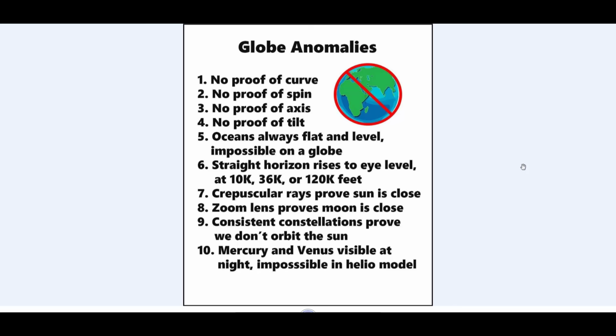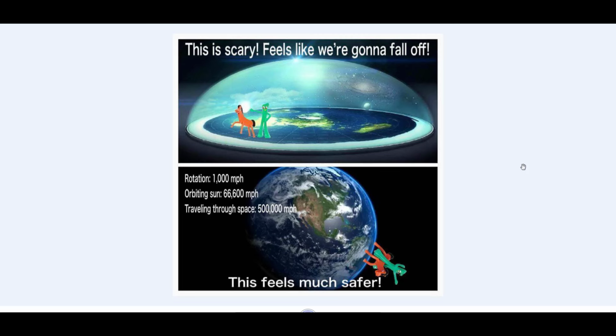Straight horizon rises to eye level at 10K, 36K, or 120,000 feet. Crepuscular rays prove sun is close. Zoom lens proves moon is close. Consistent constellations prove we don't orbit the sun. Mercury and Venus visible at night, impossible in Helio model. And Vibes of Cosmos actually explains what Mercury and Venus are.